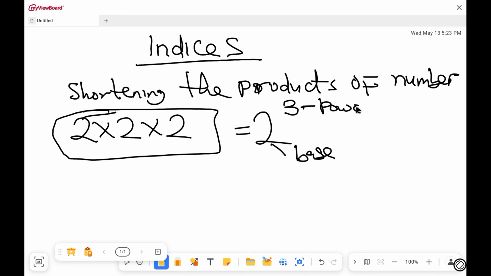The raised-to power is called your power. You can also call it the index.